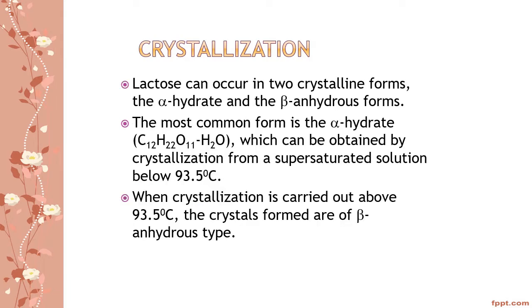For lactose, crystallization can occur in two forms. The first one is the alpha hydrate and the second one is the beta anhydrous form. The most common form is the alpha hydrate, which can be obtained by crystallization from a supersaturated solution below 93.5 degrees Celsius. When crystallization is carried out above 93.5 degrees Celsius, the crystal form is the anhydrous type.